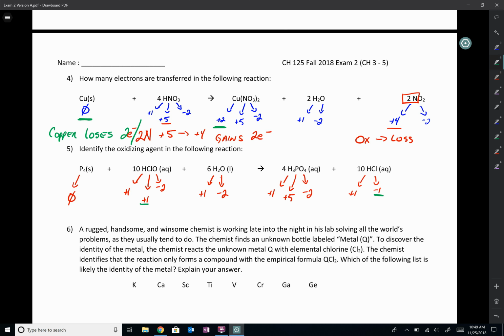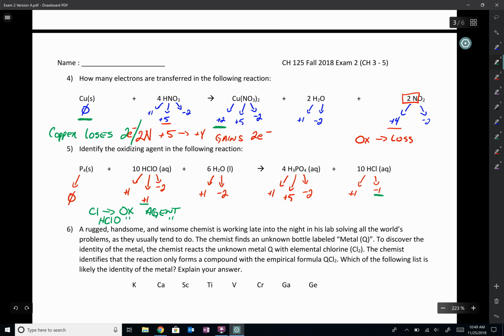Reducing agents lose electrons. Oxidizing agents gain electrons. So two valid answers that I accepted here, right? The chlorine is the oxidizing agent. Or the HCl is the oxidizing agent. Either one is just fine.